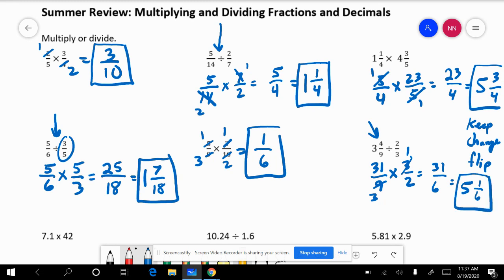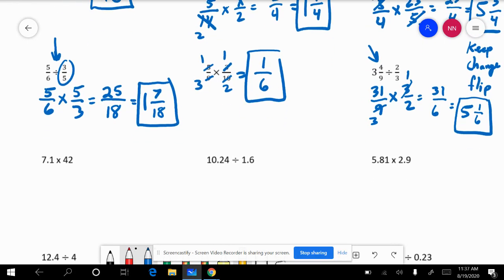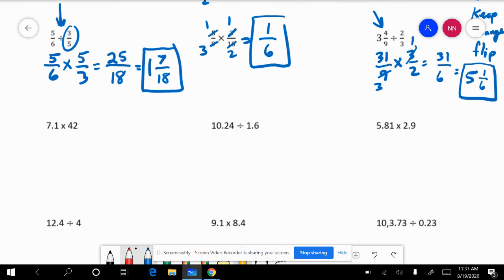That right there would be the fractions. Now let's look at the decimals. With the decimals, it's a little bit different than the adding and subtracting because we're not lining up the decimals. What we're going to do is we're just going to multiply the numbers. So I have 7.1 and I have 42.